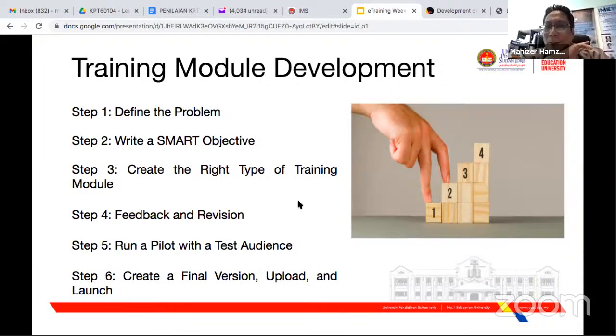Previously we were talking about ID models, right? We have talked about ID models. You can also use an ID model. For example, if you prefer to use the ADDIE model, then use the ADDIE model. If you would like to use the Dick and Carey model, okay, you can use the Dick and Carey model. But these are a few steps that you should use in order to develop a good module for training.